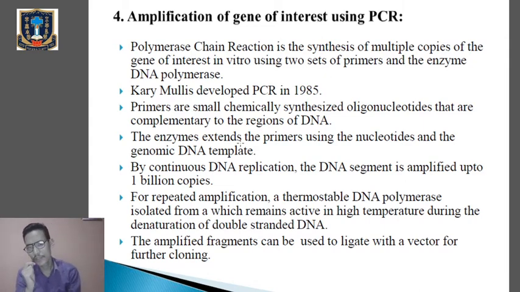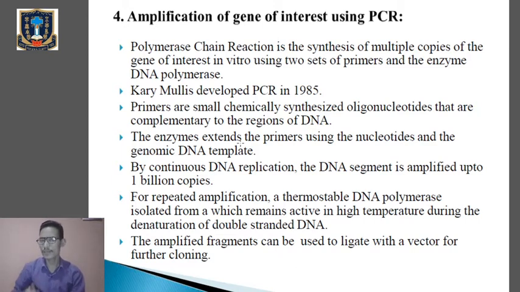It's on page number 592. Okay, so polymerase chain reaction, or PCR, was developed by Kary Mullis in the year 1985, and for this he received the Nobel Prize in the year 1993. Polymerase chain reaction is the synthesis of multiple copies of the gene of interest.